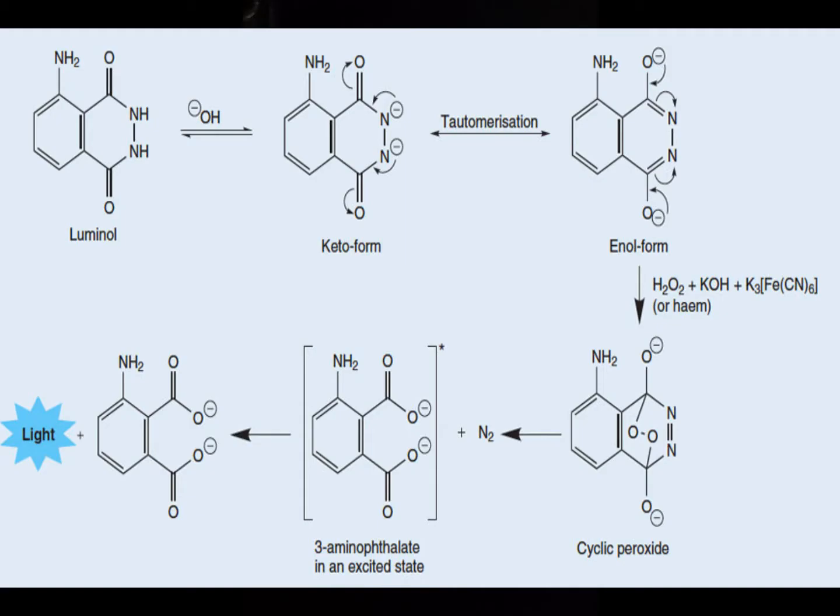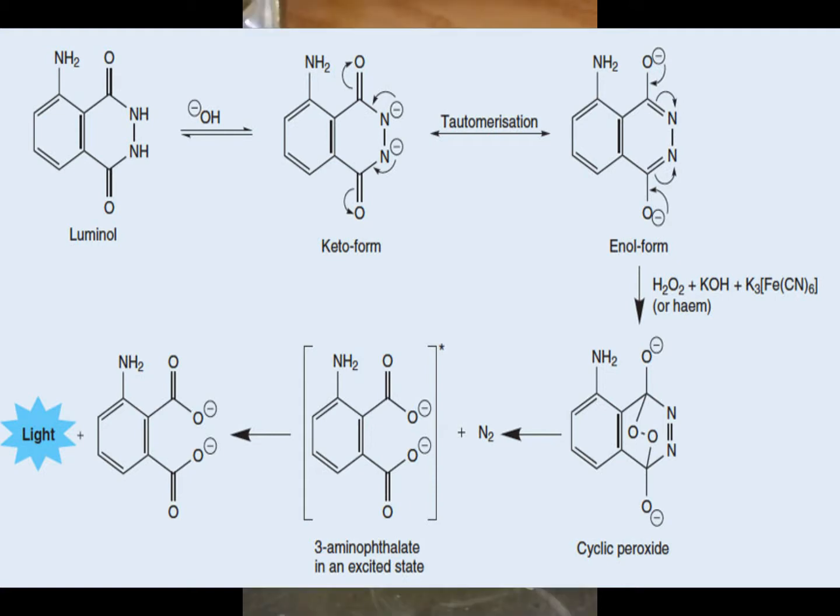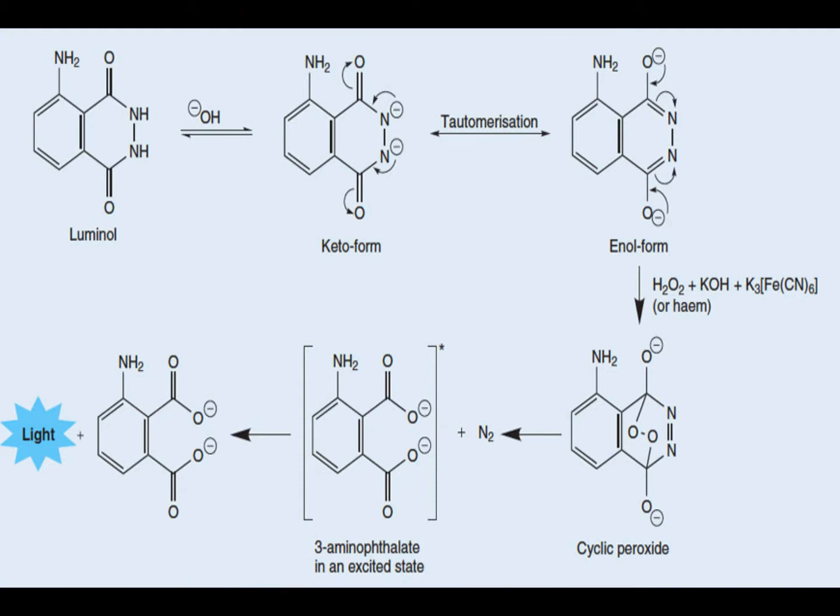As you can see, the reaction mechanism is pretty complicated. I'm not going to go into great detail trying to explain all of it. I would like to point your attention, though, to the fourth step, where we have the cyclic peroxide, and then this turns into the luminol molecule in an excited state.